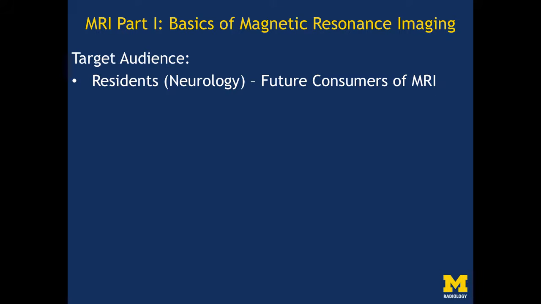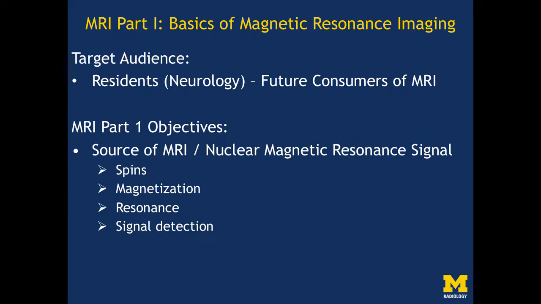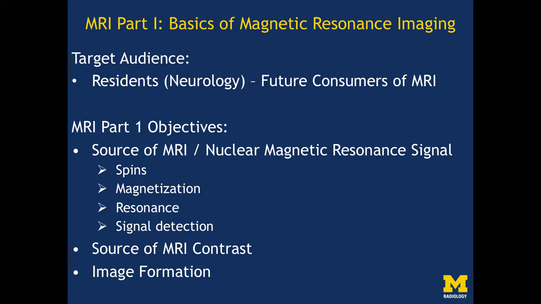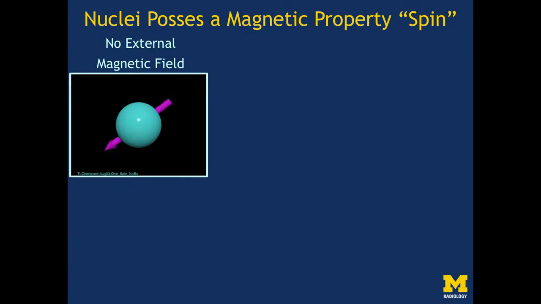My target audience is residents, primarily neurology. I consider them the future consumers of MRI. My objectives are to describe the source of our signal: spins, magnetization, resonance, signal detection, and most importantly, the source of our MRI contrast, and lastly, how to form the image.